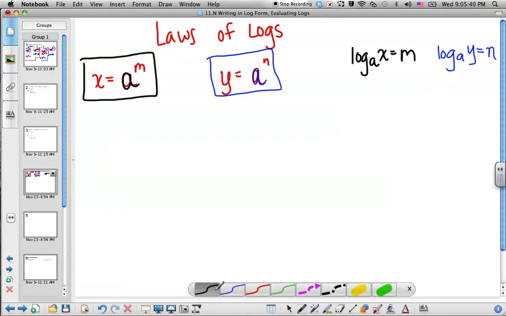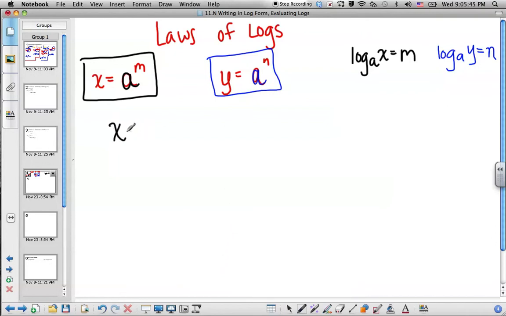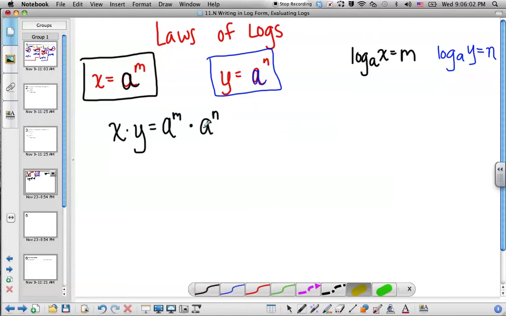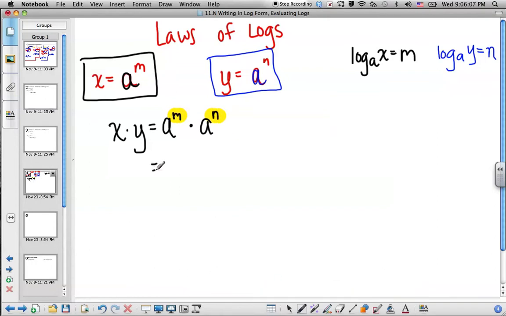So now from here, I want you to think about what would happen if you took x and we multiplied it by y. Well, we know what x is. X is a to the m, so I can just write out a to the m. I'm going to multiply that by my y value, which is a to the n. Now, when we're multiplying and we have the same base, what do we do with our exponents? Oh, very good. We add them. So x times y equals a to the m plus n.